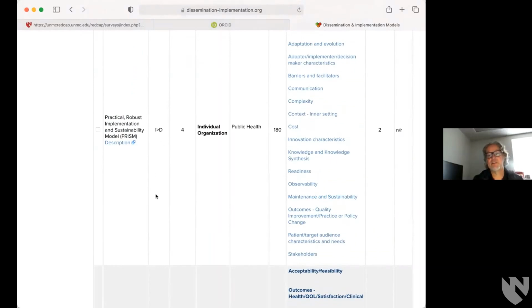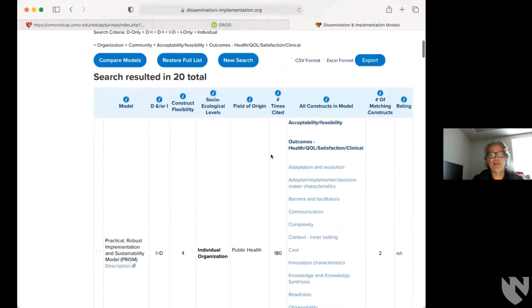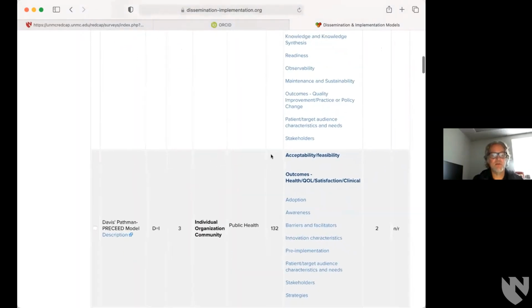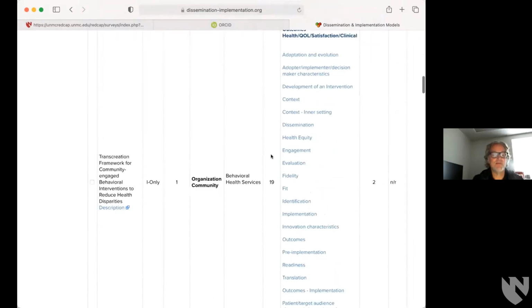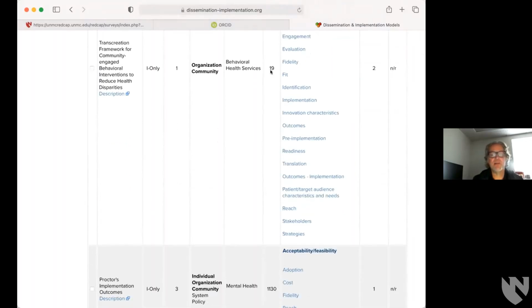Then I would look to see how many other people have used it. So if you look on here, times cited, you've got 180 there. It's newer. The PRE-SEED model, 132. Then the trans-creation framework of community-engaged behavioral interventions to reduce health disparities. That sounds excellent, but it's only been referenced 19 times. So if you take that to a study section, that may or may not be helpful. So then I'd really think about that one.